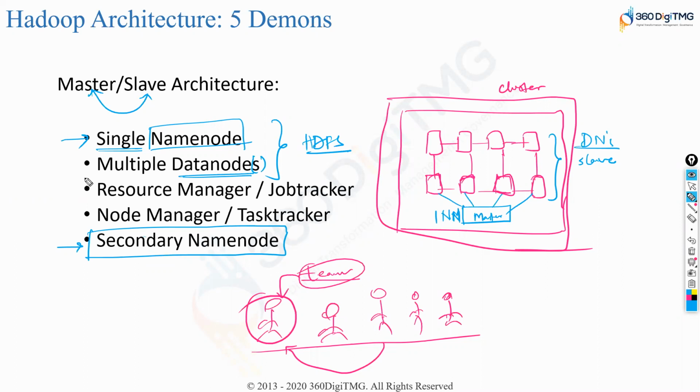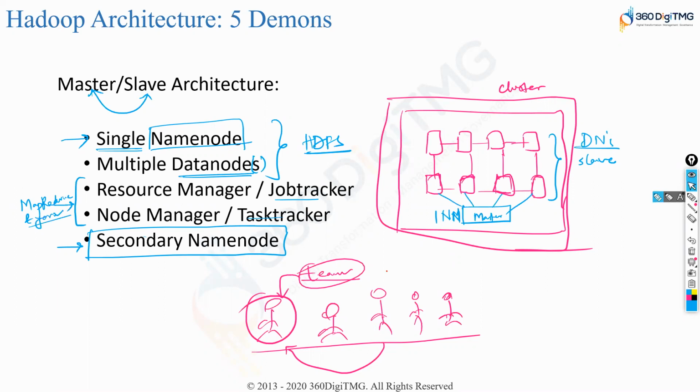And we also have these two services. Previously in Hadoop 1.x, these services were called job tracker and task tracker. But in the latest versions, after YARN was introduced in Hadoop 2.x, these were given new names, resource manager and node manager. And these are your MapReduce or YARN components. So this is HDFS, this is MapReduce. Clear? This is high level information. We'll deep dive into this.